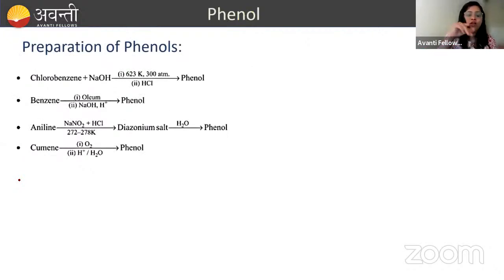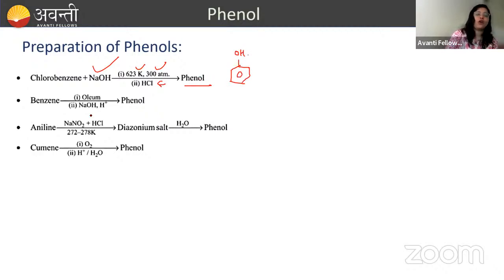फिनॉल. So phenol, first of all, let's talk about the preparation method. So phenol we can prepare by using 3 to 4 methods. First from chlorobenzene, then benzene, then aniline and cumene. Okay, when chlorobenzene reacts with the base NaOH, at around certain temperature and around certain pressure, in presence of acid, we get phenol. You know the structure of phenol, right? OH. This is our phenol.